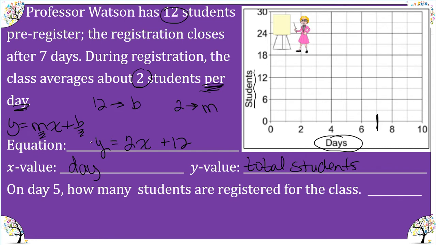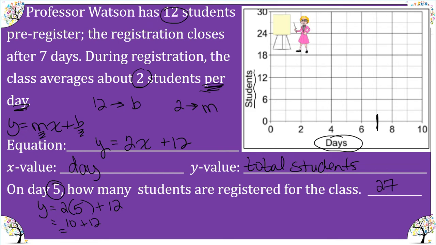So now we can take this equation and we can answer any kind of questions. So it says on day 5, remember x is day, we want to know how many students are registered. So you simply plug in 5 for x and then you evaluate. So y, total students, 2 times 5 is 10 plus 12 gives us a total of, and I'm going to write it here, 27 students.